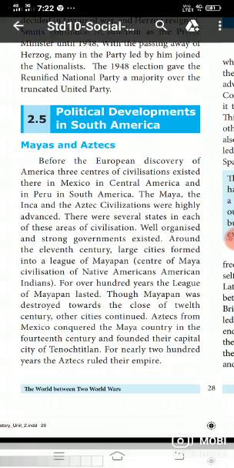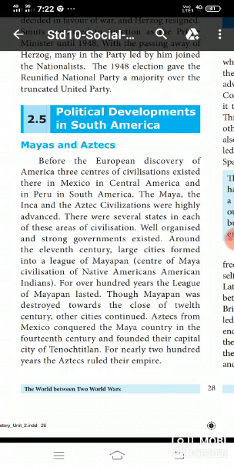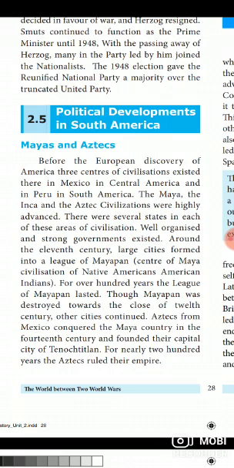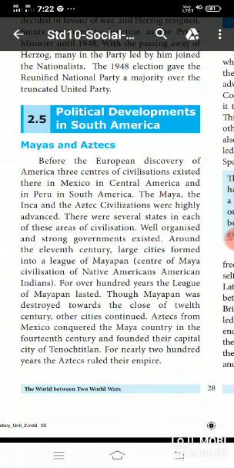Next one, dominion status of South Africa. South Africa had gained dominion status and thus had full control over foreign policy. Economically, the depression brought unemployment and bankruptcy. Next one, apartheid in South Africa. Apartheid, which means separateness, became the racial policy of the Nationalist Party in 1947.